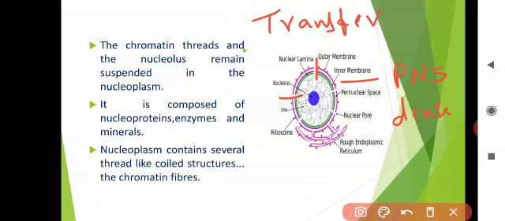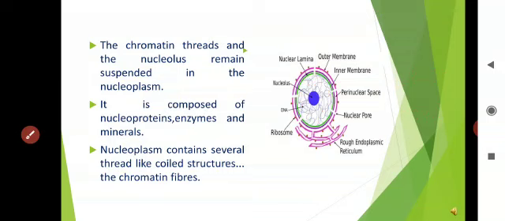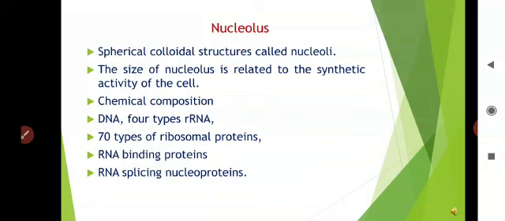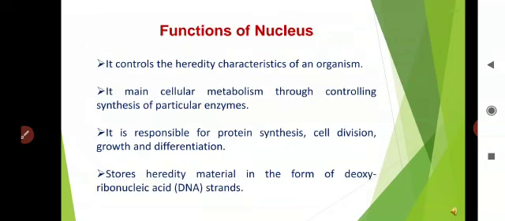The nucleoplasm contains several thread-like structures which are colloidal in nature, known as chromatin fibers. During cell division, they become thick ribbon-like structures known as chromosomes. The chromatin is made up of DNA as well as proteins. So, all this is the chromatin fiber or chromatin structures. The blue spotted structure is known as the nucleolus, which is suspended in the nucleoplasm. So, all this is about the structure and functions of the nucleus.